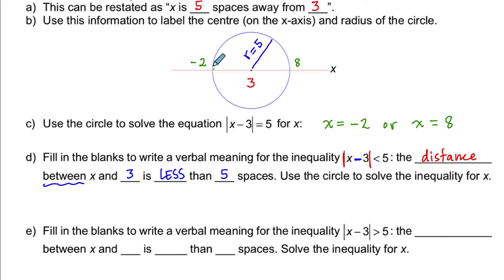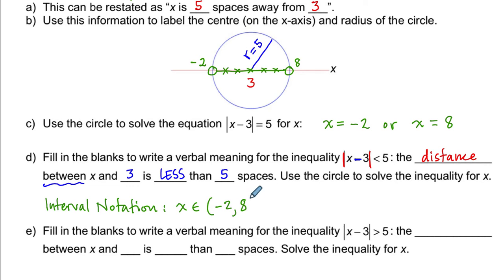So we don't want to be at x equals -2 or 8, but rather we want to be inside the circle because all of those points represent x values that are closer to the center than being 5 spaces away. So with the less than statement, we want to be inside the circle. And we can write our answer using interval notation by saying that x is any value on the green line in between the boundary points of -2 and 8. So we say that x is contained from -2 on the left to 8 on the right.